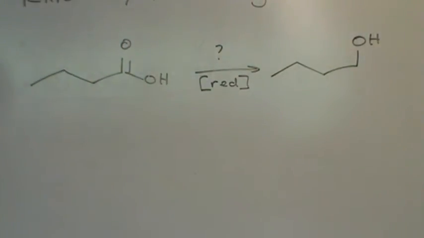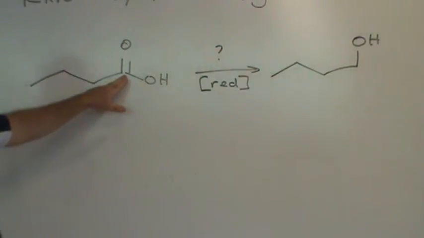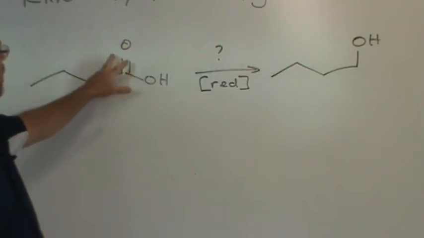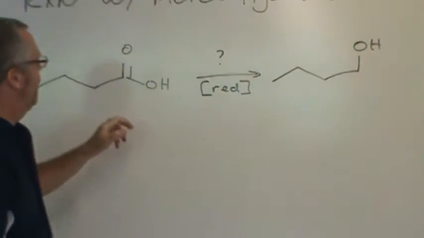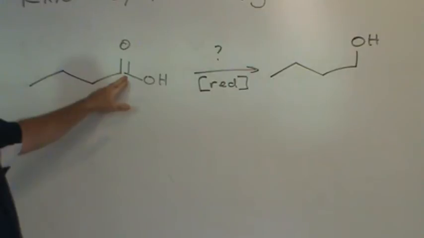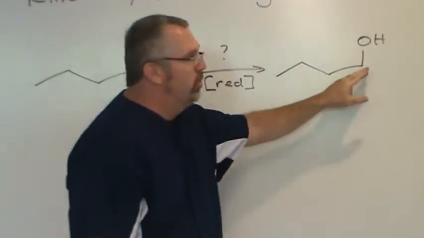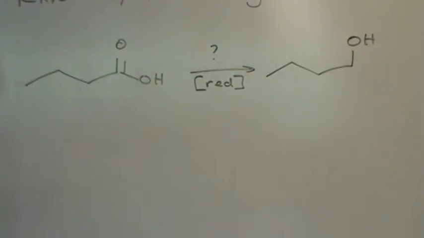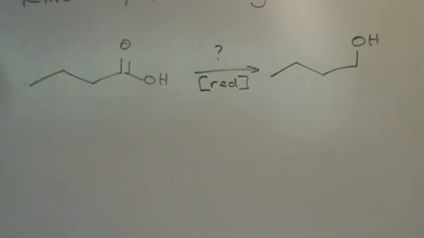This is a reduction reaction because the number of bonds to oxygen is certainly decreasing, 3 to 1, and the number of bonds to hydrogen at this carbon is increasing, 0 to 2. Both of those things define this as a reduction reaction. How can we get it to work?